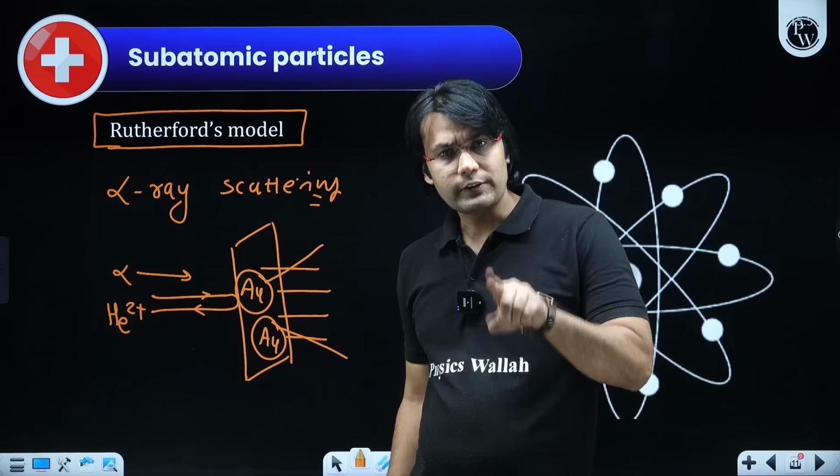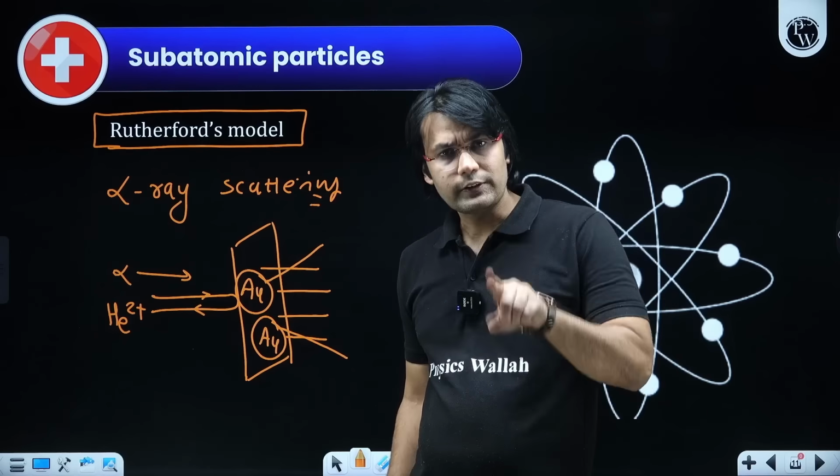In reality, if atoms have positive charge throughout the atom and you are hitting the atom with alpha particles, helium 2 plus particles, these particles are also positively charged. If throughout the atom we have positive charge, then what should happen? All the alpha particles should get deviated if positive charge is distributed. But that's not the reality. In reality, most of the alpha particles passed in a straight line.